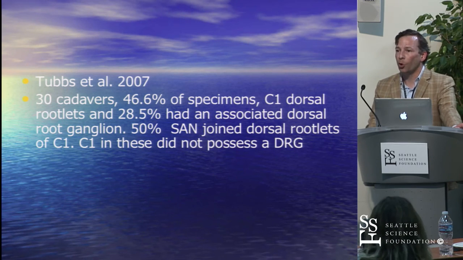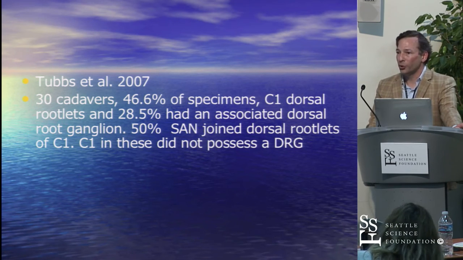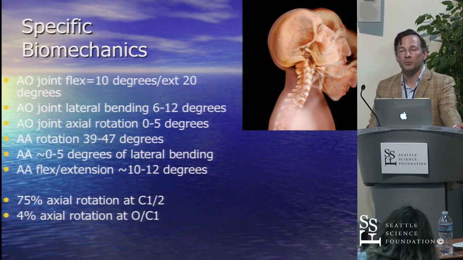In this half, about 1/4 of those have an associated dorsal root ganglion. And then if you see the spinal accessory nerve, it often will join with the dorsal rootlets of C1, and in those cases you don't see a dorsal root ganglion associated. And the thought is that the neuronal cell bodies of those fibers are traveling within the spinal accessory nerve.